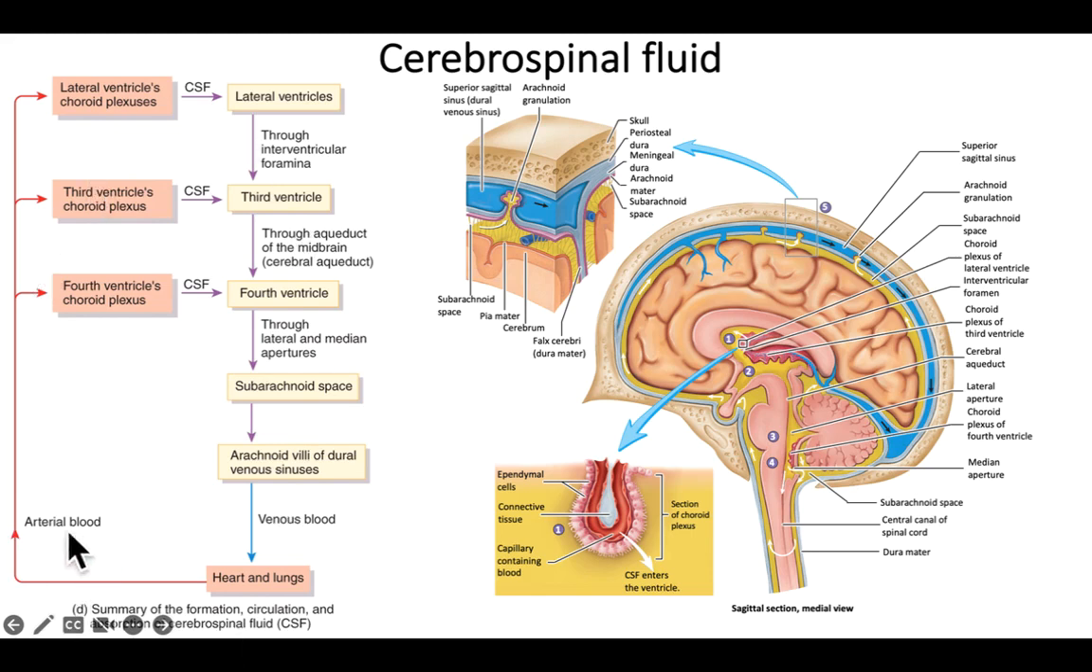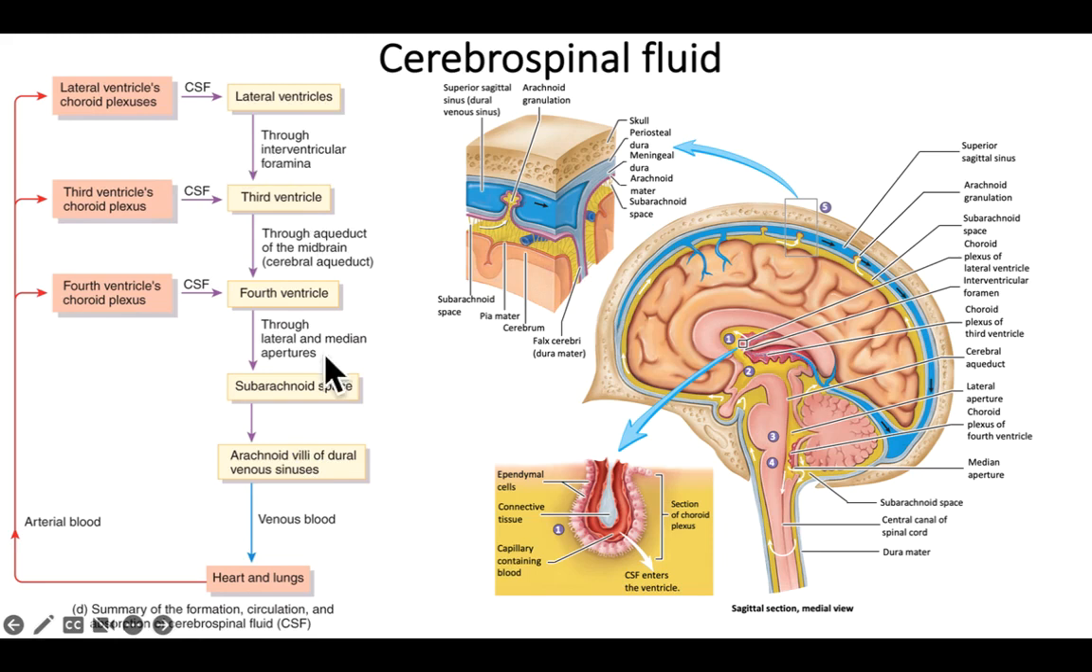But here's where you start with this kind of flow diagram, arterial blood. So that comes up towards the brain. Again, carotid arteries, for example. That blood enters the choroids of all of the ventricles, choroid plexus. That tissue, because of the ependymal cells, produces cerebrospinal fluid, that goes into the ventricles and then circulates through the ventricles into the subarachnoid space, and then eventually gets put back into the circulation at the dural venous sinuses.